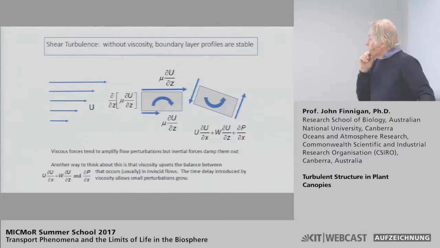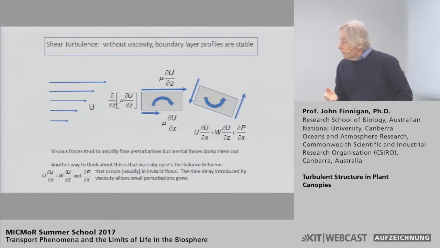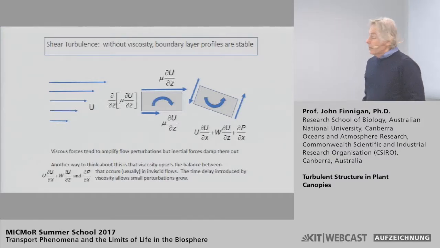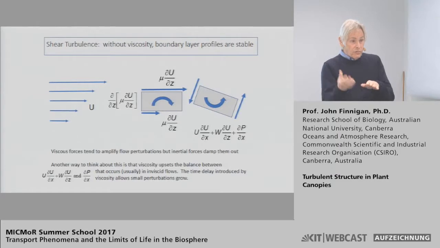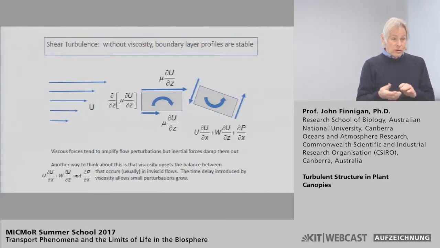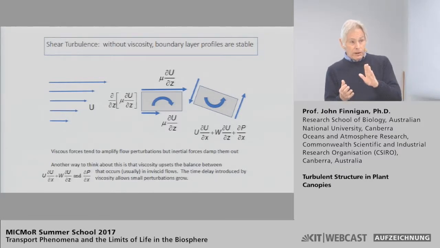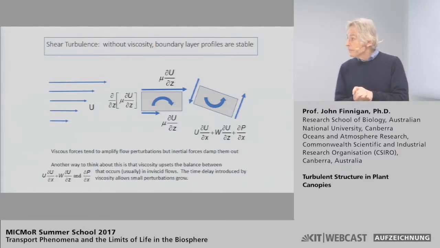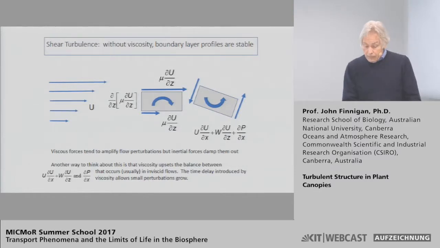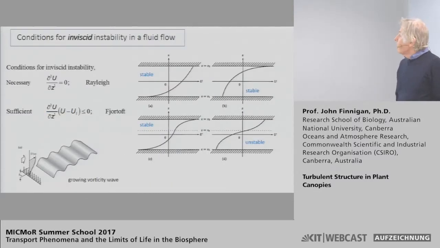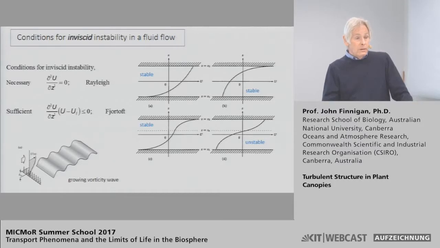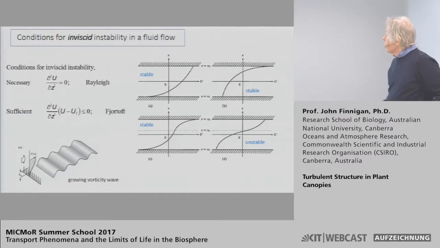Now, I said in that first talk that if you have a boundary layer profile, then you won't get this thing going unstable and generating turbulence unless you add some viscosity to add a kind of phase delay between fluctuations in inertia and pressure. But if you have an inflection point in the profile, then disturbances will grow even if there's no viscosity, as long as the inflection point satisfies certain conditions.